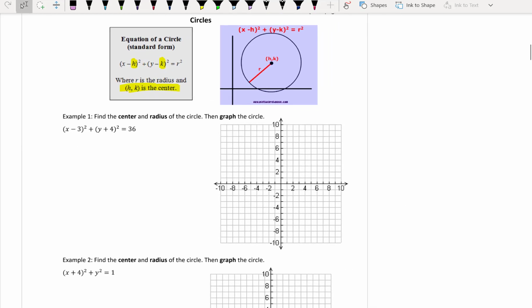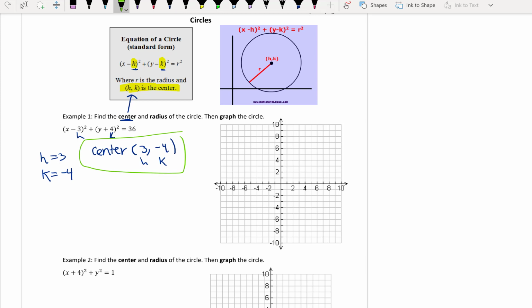Now, for example number 1, it says find the center and the radius of the circle, then graph the circle. Well, we already know that the center is described as this ordered pair h, k, and it comes from this formula where we have our h and our k. So here I have my h and my k. So h is equal to 3 and k is equal to a -4. So notice how my signs are opposite. So when I write my center, it's h and k. So that is what my center is going to be, 3, -4.